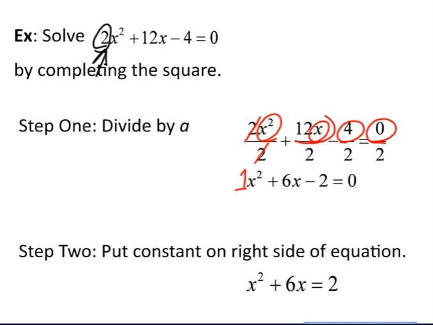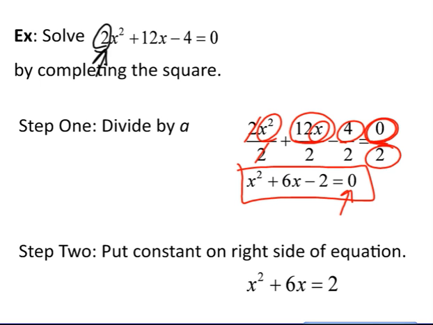The 12x divided by 2, I get 6x. Negative 4 divided by 2, I get negative 2. And 0 divided by 2, remember, if 0 is on top and we're dividing by a number, you're going to get 0. So this is my new equation, x squared plus 6x minus 2 equals 0.